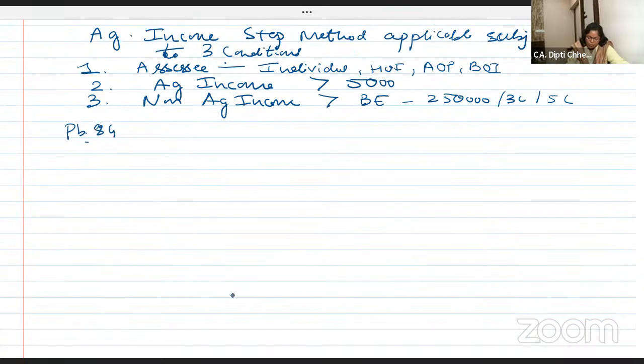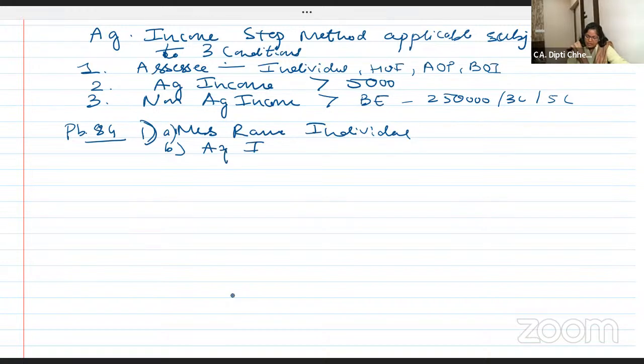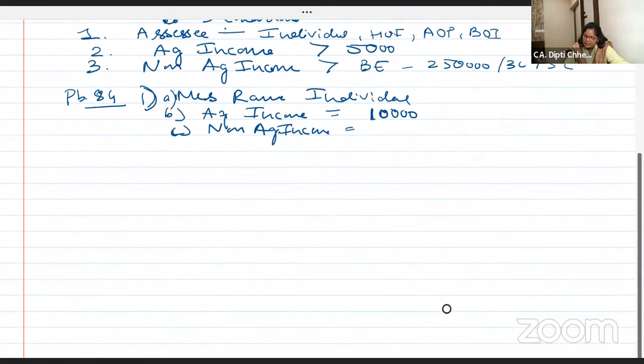Problem number 84 लिखो, मैं आपको डेटा डिक्टेट कर रही हूँ. Number 1, Mrs. Rama. She is an individual, so she is satisfying the first condition. Second, agricultural income is 10,000, so 5,000 के ऊपर हो गया. Non-agricultural income 6,20,000. चलिए साथ में. Step 1.